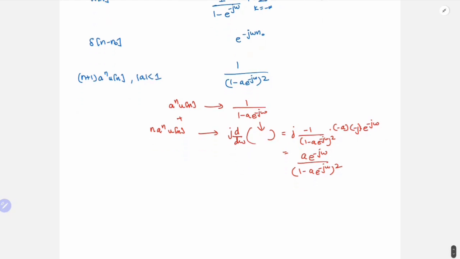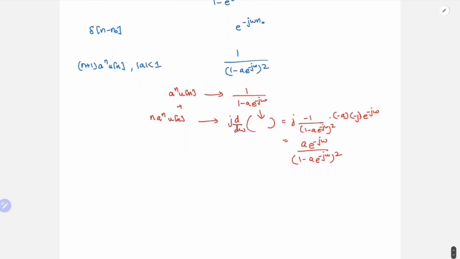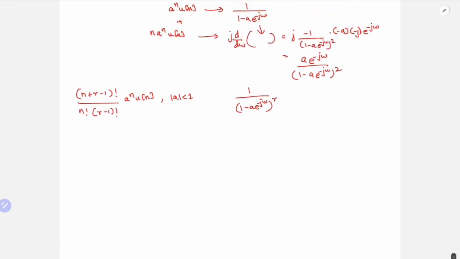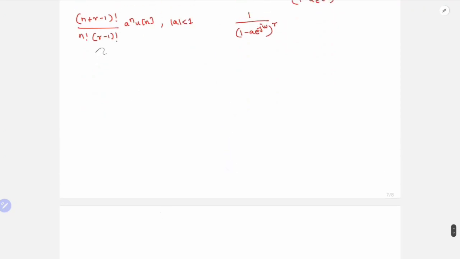So then, similarly, you can extend this to higher orders. It will be n plus r minus 1 factorial by n factorial into r minus 1 factorial, a power n u of n, mod a less than 1, is going to give you 1 by 1 minus a e power minus j omega, power r. So these are the basic Fourier transform pairs I wanted to discuss. And our final topic today will be difference equations, right?